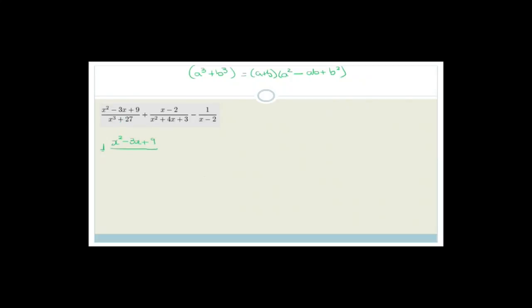The factorization of this is: the cube root of x cubed is x, plus the cube root of 27 is 3. And then what do we do? We square the first term, which becomes x squared. We put a minus sign there because it's opposite, and then we multiply these together, it becomes 3x. And then you square the last term, which is 9, right? Plus x minus 2. Now we need to factorize this. So the factors of x squared are going to be x and x. Both the signs are the same, and they both have to add up to 4. So that becomes a 1 and a 3, minus 1 over x minus 2.